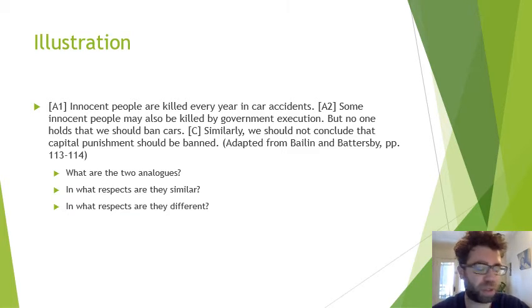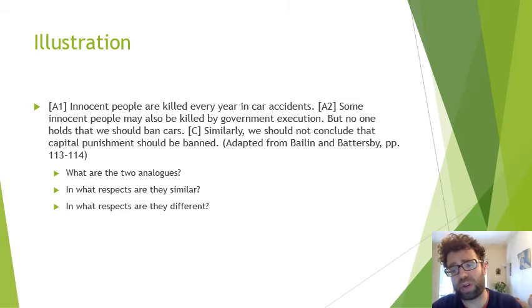Let's start by saying how they're similar. The obvious similarity between these two is that they both involve innocent people. So what is the property that innocent people killed every year in car accidents and innocent people killed every year by government execution have in common? They have actually two properties in common here. Number one, the property of innocence. Number two, the property of being killed.